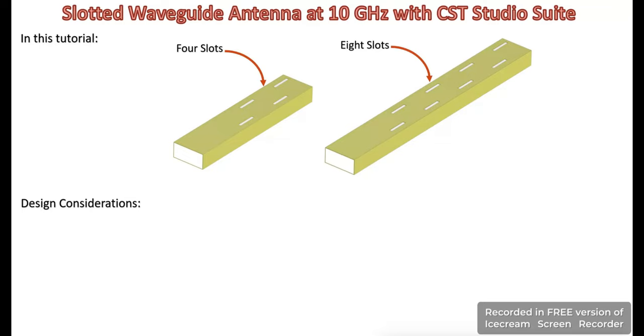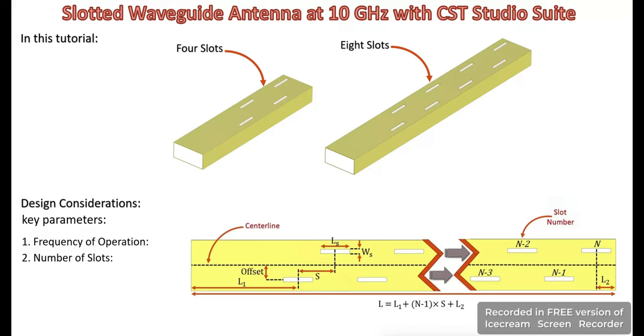Design considerations. Designing a slotted waveguide antenna involves several key parameters. Frequency of operation. This determines the waveguide dimensions. For this tutorial, at 10 GHz, we will use a WR90 waveguide with a width of 22.86 mm and a height of 10.16 mm. Number of slots. In our designs, N determines the number of slots on the waveguide surface, and this parameter has an effect on antenna gain.